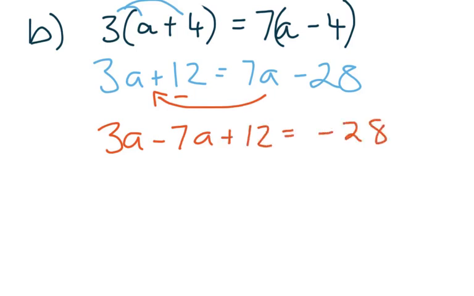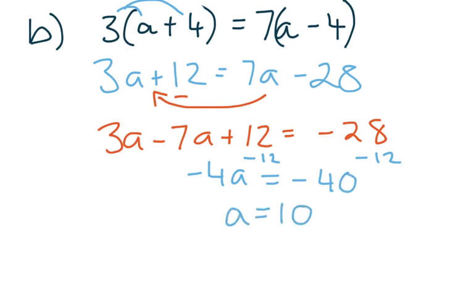Remember that negative has to stay with the 28. Okay, after that we collect the like terms and we do 3a take 7a is -4a. And in the same step, I'm going to do take away 12. So to get rid of that 12, we take 12. So we take 12 from this side as well. -28 take 12 is -40. So a has to be +10 because we would do divide -4 there and divide -4 here. And of course, a negative divided by a negative is a positive number.